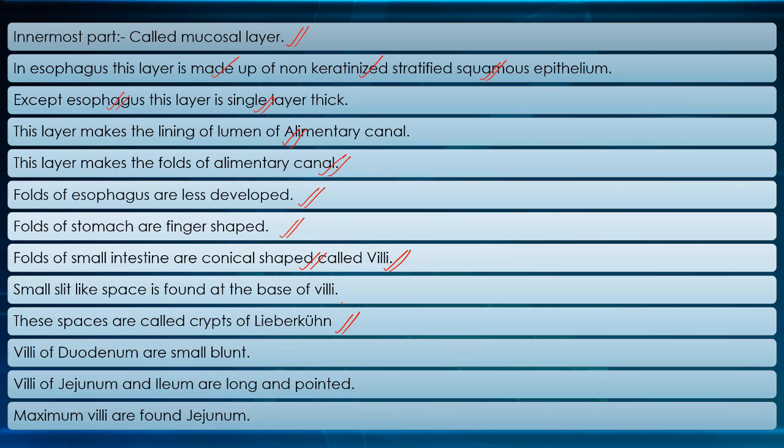Villi of the duodenum are blunt and small, while the villi of the jejunum and ileum are long and pointed. Maximum villi are found in the jejunum.